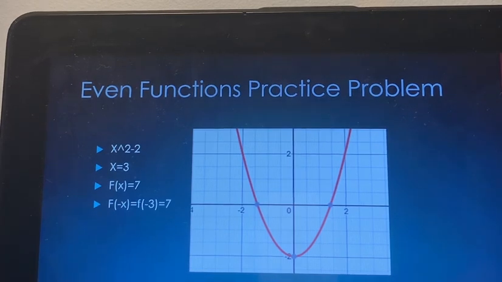Okay, thank you guys. I hope you now understand the concept and how to identify even and odd functions.